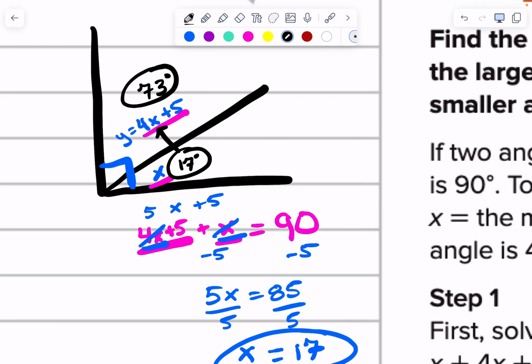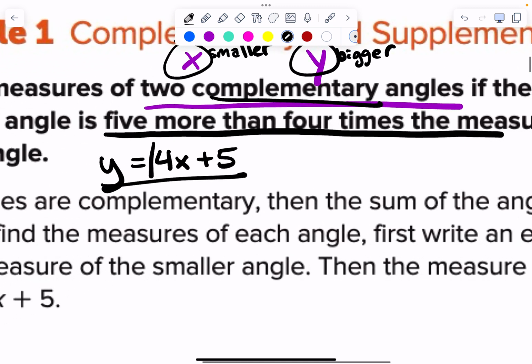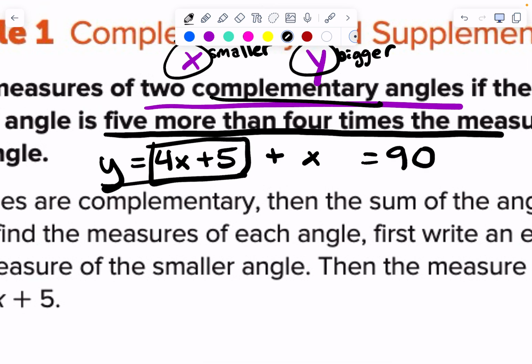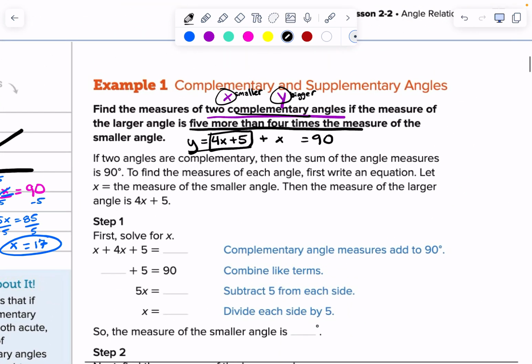Okay, so let me talk you through that again, because you'll have a problem like that on your homework assignment. One angle is x, the other angle is y. 5 more than 4 times the measure, that means 4x plus 5, right? That guy plus the other guy is equal to 90 because it's complementary. If they say supplementary, you're equaling it to 180, right? And then you just solve for x and go, right? Okay, not that hard. Lots of words though, but map it out. Write out what you're doing, okay?